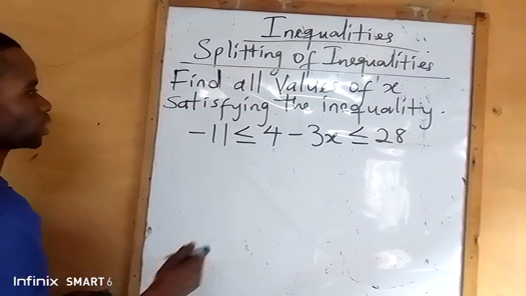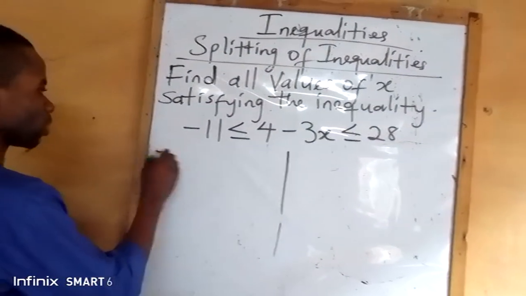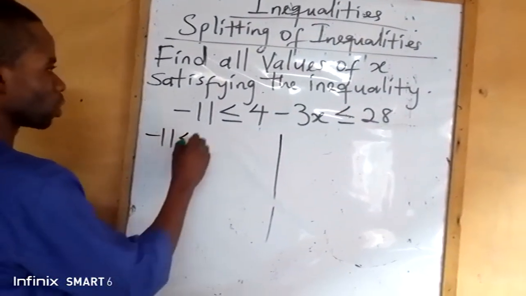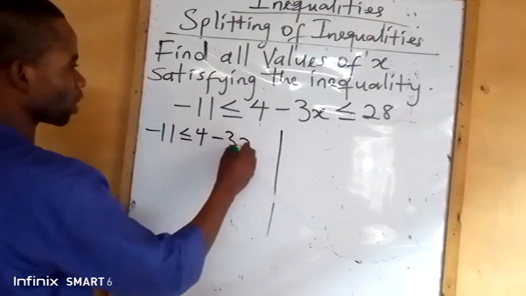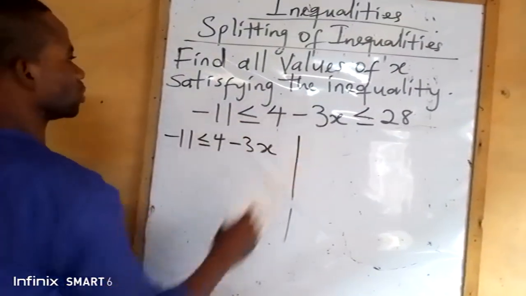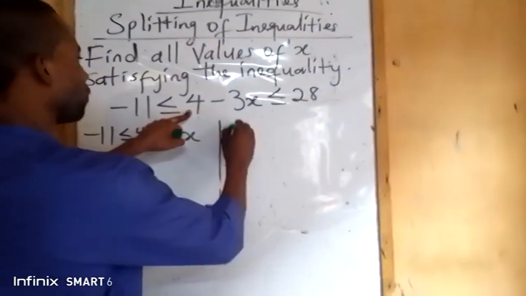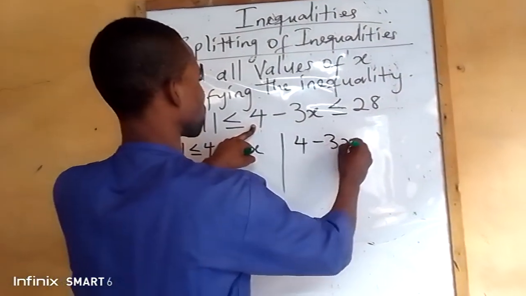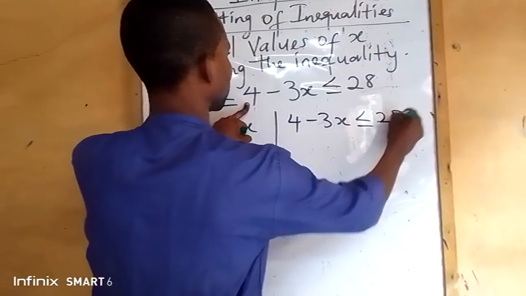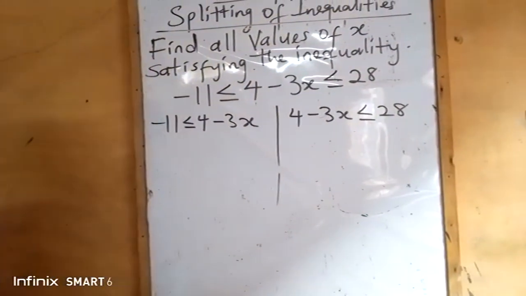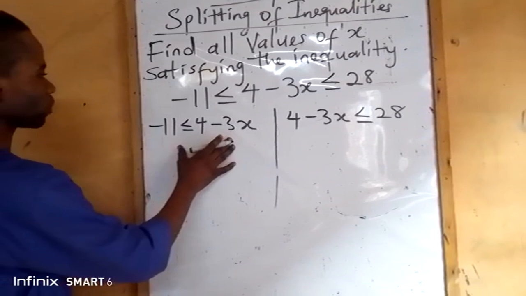And how the splitting goes is like this: minus 11 is less than or equal to 4 minus 3x. The second one is going to start from here: 4 minus 3x is less than or equal to 28. Now let's solve this one.